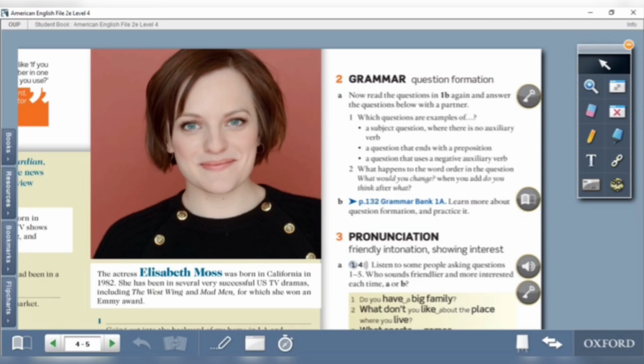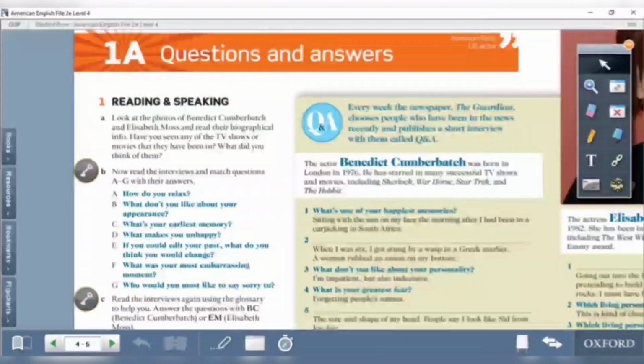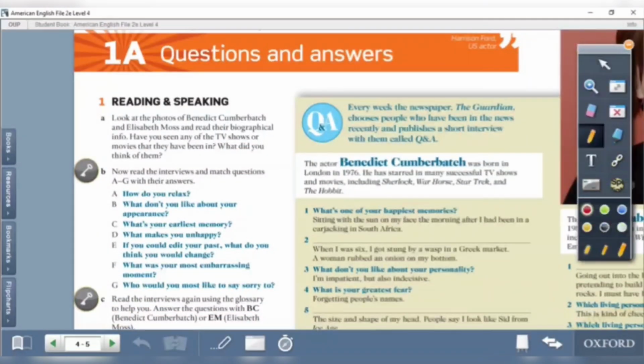So let's see. A subject question where there is no auxiliary verb. Let's go back to the questions and see. So the answer here is question D. Very good. And why would you say this? Because after the question word we've got the verb immediately. We don't have any helping verb.